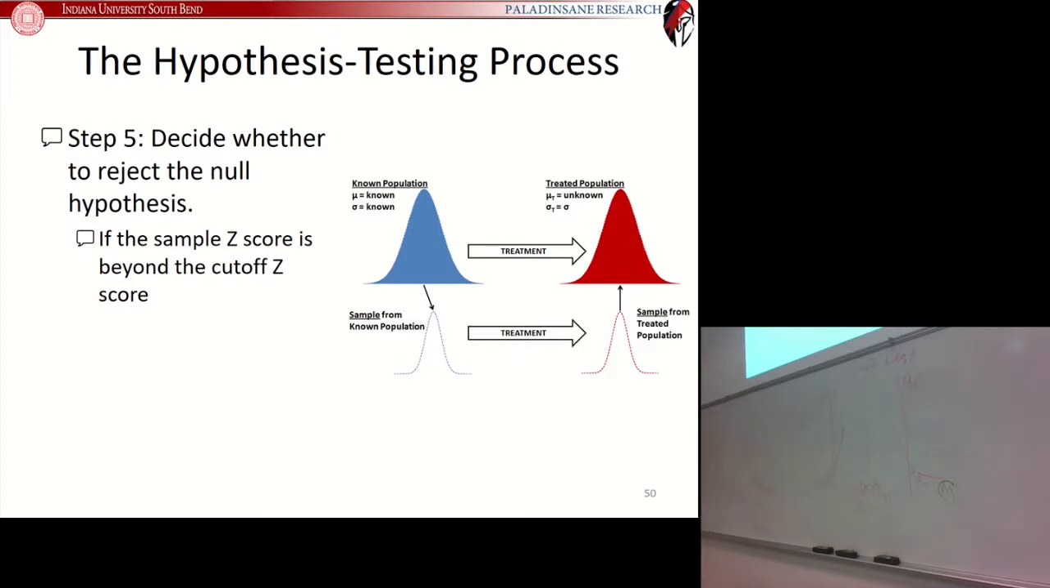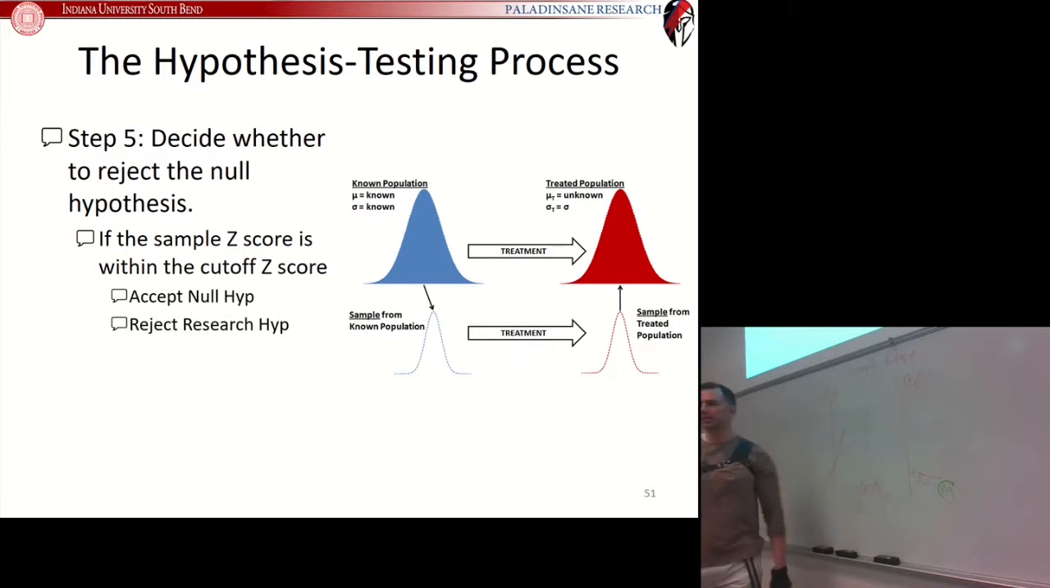So if the sample z-score is beyond the cutoff z-scores, beyond means you've crossed the line. You started in the center and you've gone beyond where the lines are. If that's the case, then you accept the research hypothesis and you reject the null hypothesis. If, on the other hand, the sample z-score is within the cutoff z-score, if it didn't cross those lines, if it stayed here in the center, then we accept the null hypothesis and we reject the research hypothesis.